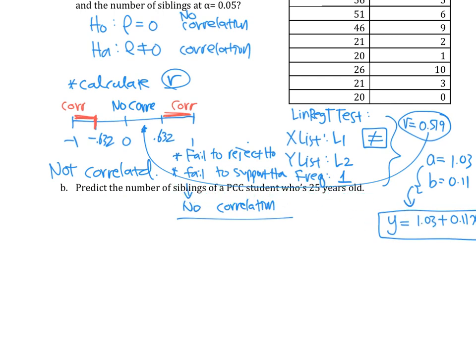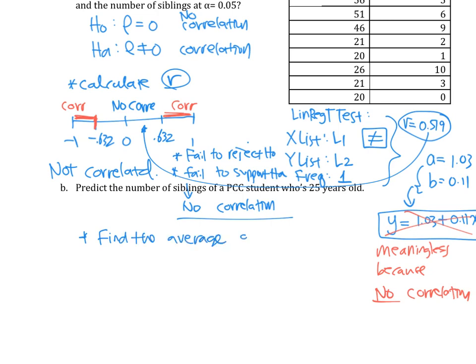Again, because they're not correlated, this equation is meaningless. There is no correlation, so I'm just going to ignore that equation even though your calculator gives it to you. So how do I predict the number of siblings for this person who's 25 years old? I can ignore the age, even though this person is 25, because it doesn't influence how many siblings you're going to have. Basically, find the average of all y values.